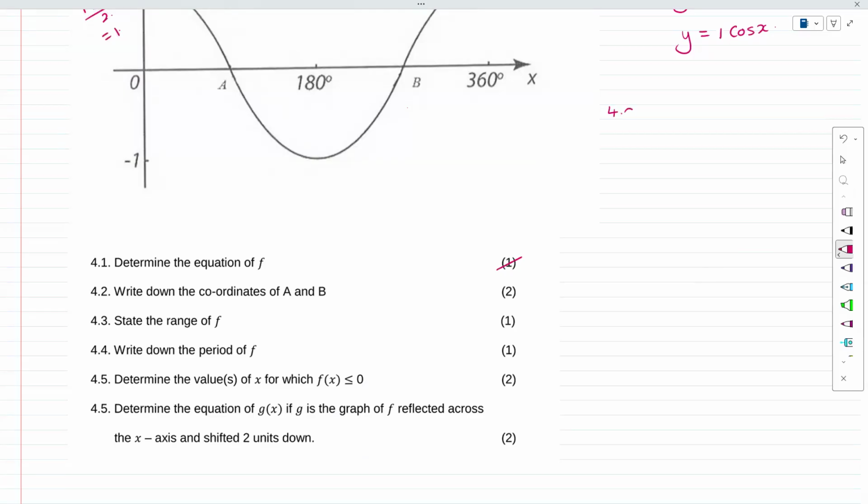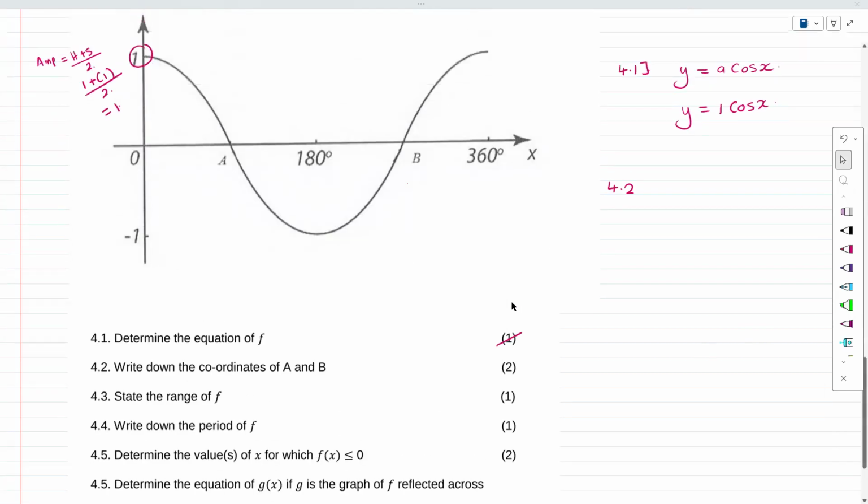Now, when it comes to 4.2, 4.2 is also quite simple. 4.2 says write down the coordinates of A and B. Now, for A, we don't know everything. And for B, we don't know everything. But we do know that it's the x-intercept. That would be 0 and 0. And this, we could memorize if you wanted to. Or you could put it into the calculator.